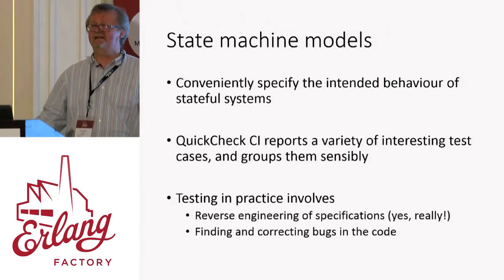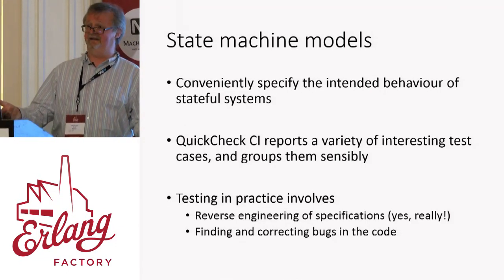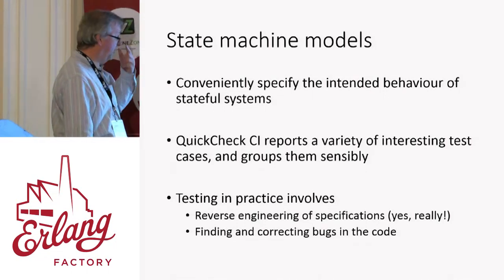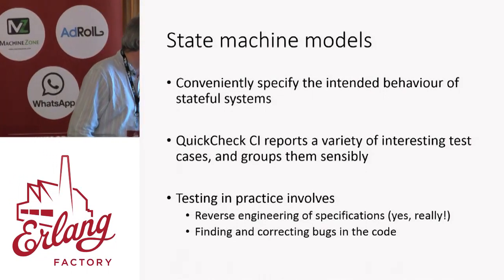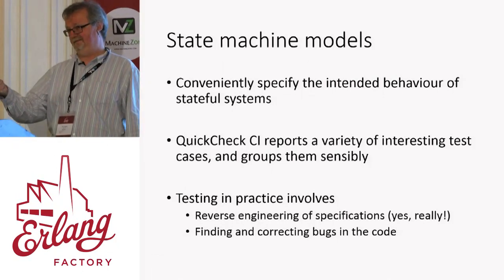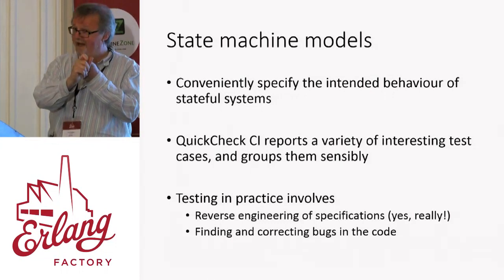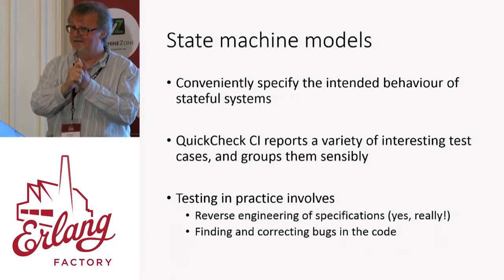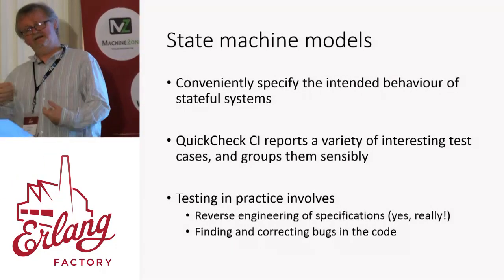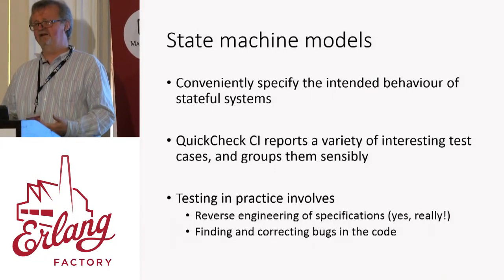So what is the specification? Usually, it's just essentially code that has not been tested. Why on earth should it be right? And so in practice, we always find that there's a combination of reverse engineering what the specification should be. Documentation is A, never correct, and B, never complete. So there's always an aspect of that. And then the rest of the time, you usually find and correct bugs in the code.